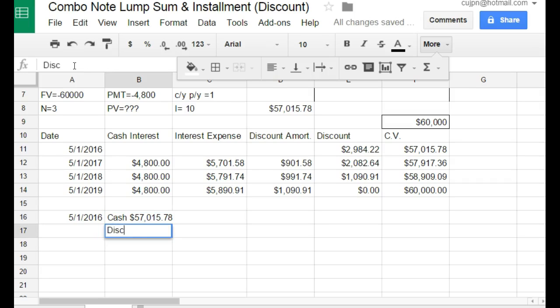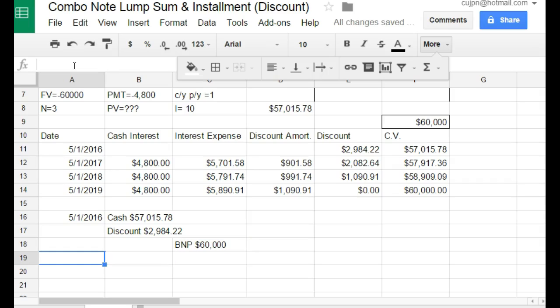And then the discount account is going to hold the dollar difference at discount, which is $2,984.22. That's the other debit. And then the credit is going to be banknote payable, and that's going to be the $60,000. So that's my initial entry on the note.